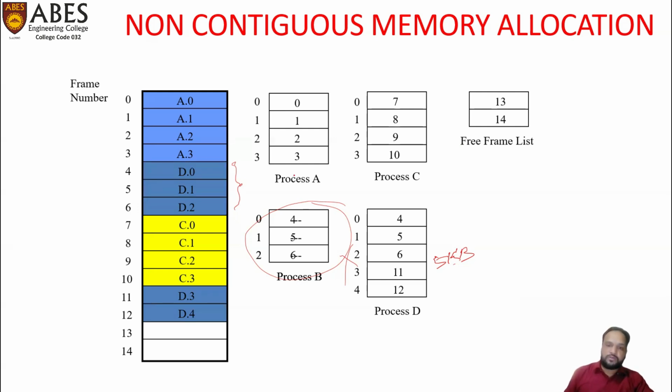be allocated. Now you see that parts of process D, out of which 4, 5, 6 are accommodated at some other block, and the remaining 11 and 12 are accommodated at some other location. That is the advantage of non-contiguous memory allocation, in which we remove the drawback of internal fragmentation.